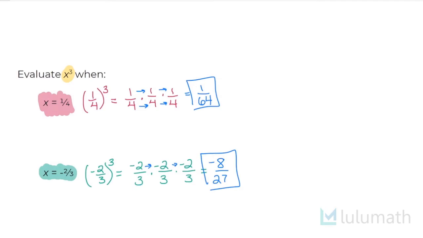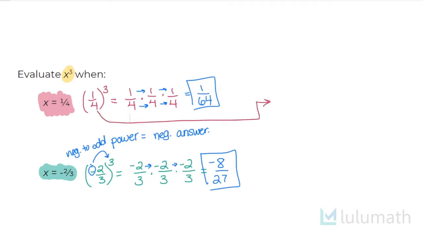Now, if you caught the video on evaluating negative bases with integer exponents, we figured out that if we have a negative value raised to an odd power, we will get a negative answer, which is exactly what we got here. Now, I want to make another note. For this example here, I could also say that I'm just cubing everything inside of my bracket. So I will cube my numerator and I will cube my denominator. So 1 cubed means 1 times 1 times 1, which is 1. And then 4 cubed means 4 times 4 times 4, which is 64.